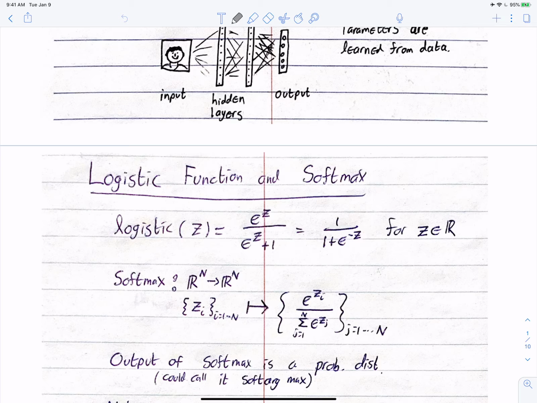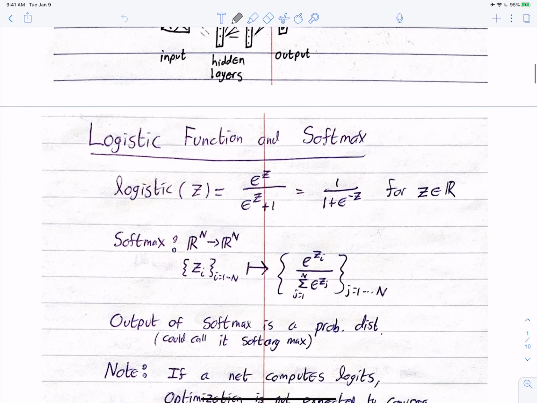But if we have two equally large values in z, then in the softmax we're going to get roughly a half probability on each of those coefficients and roughly 0 on the others. And so in this sense, it's telling you which coefficient is largest, which is exactly what we want when we're doing classification because we want to choose the class of highest probability. All right.